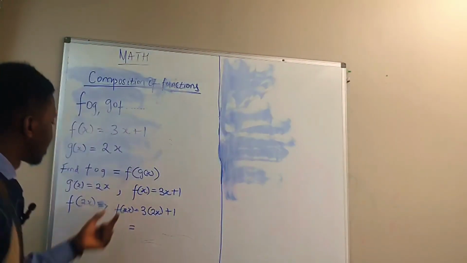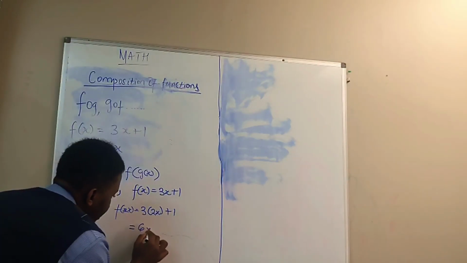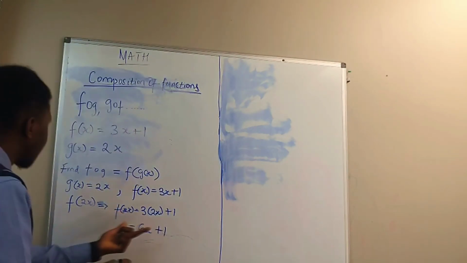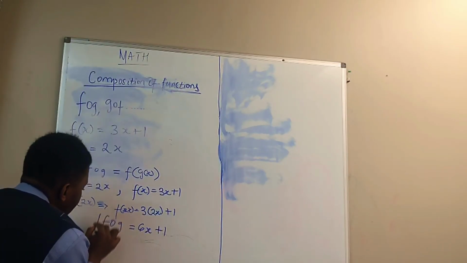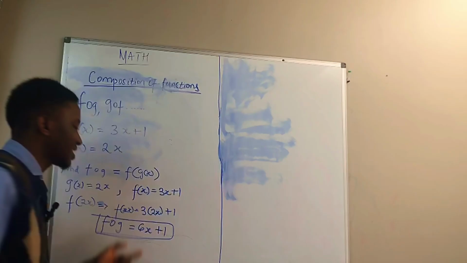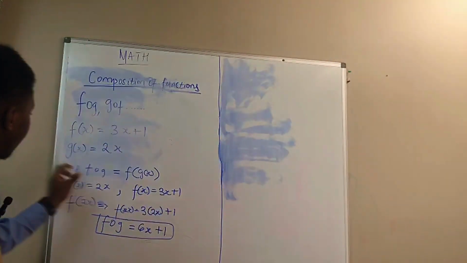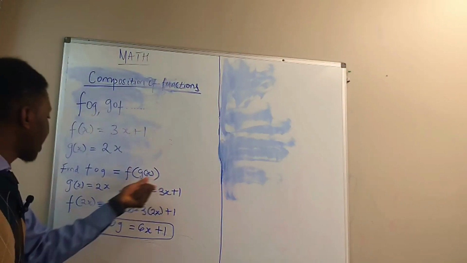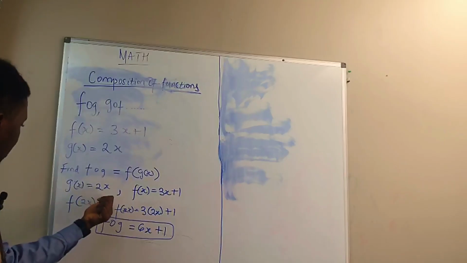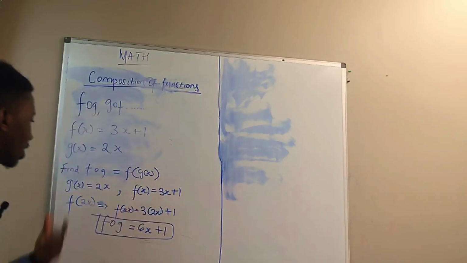And so if you do that and expand the bracket, you then have 6x plus 1. And so 6x plus 1 can now be written as f of g. So f of g is 6x plus 1. Okay? So let's just do a brief recap. We were asked to find f of g, and f of g can be interpreted as f of g of x. If g of x is given to us as 2x, and we know from the question that f of x is 3x plus 1, what do we do next?